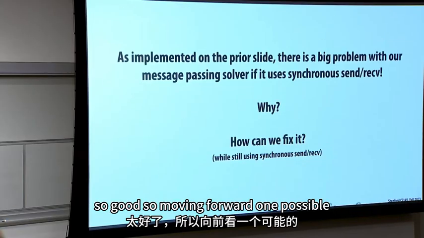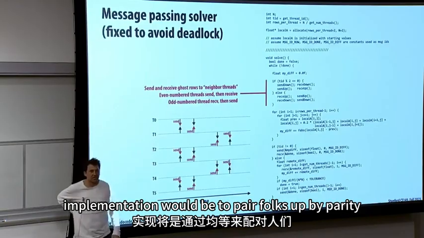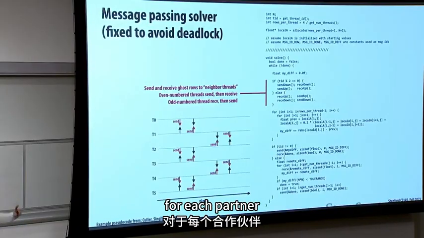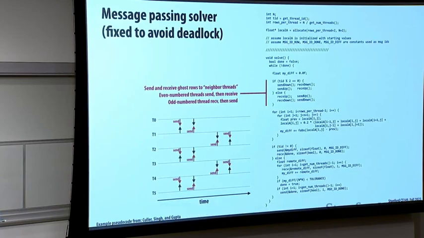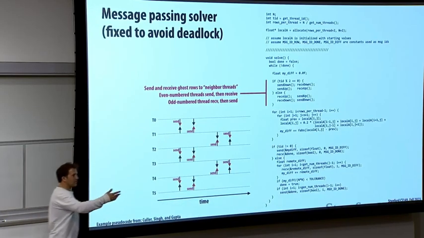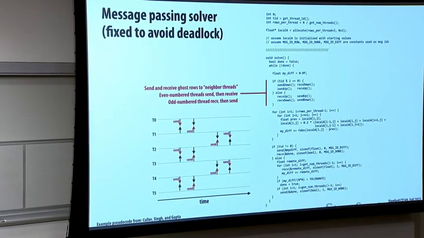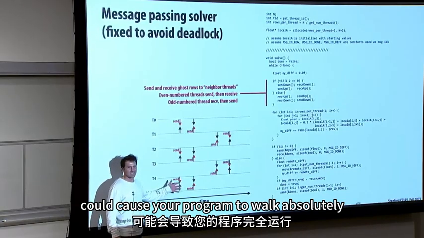So moving forward, one possible implementation would be to pair folks up by parity. You say, okay, I'm going to have a partner, and for each partner, someone's going to send first and someone's going to receive first, and so on. Question? No? Okay. It just feels really terrible. It feels like a very small mistake could cause your program to deadlock.